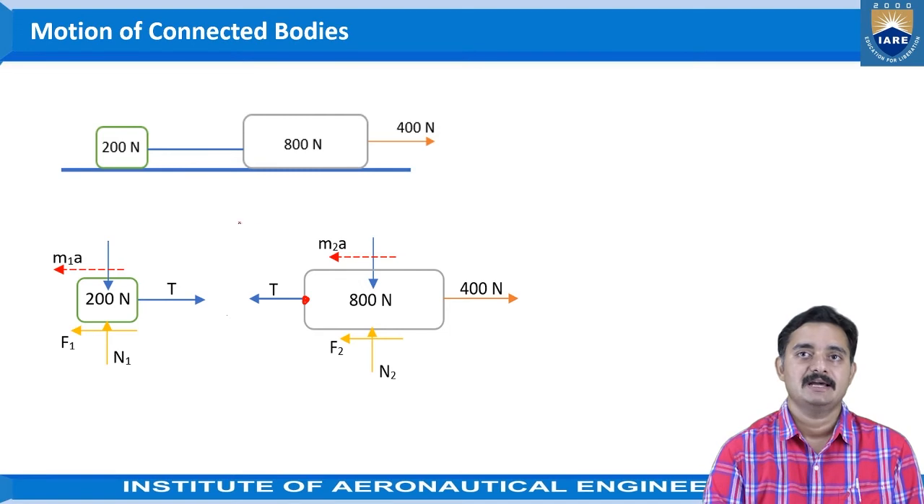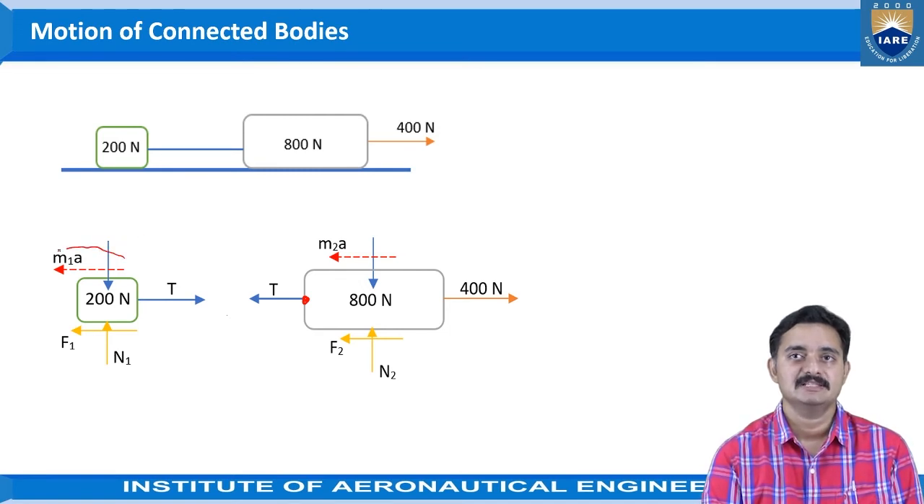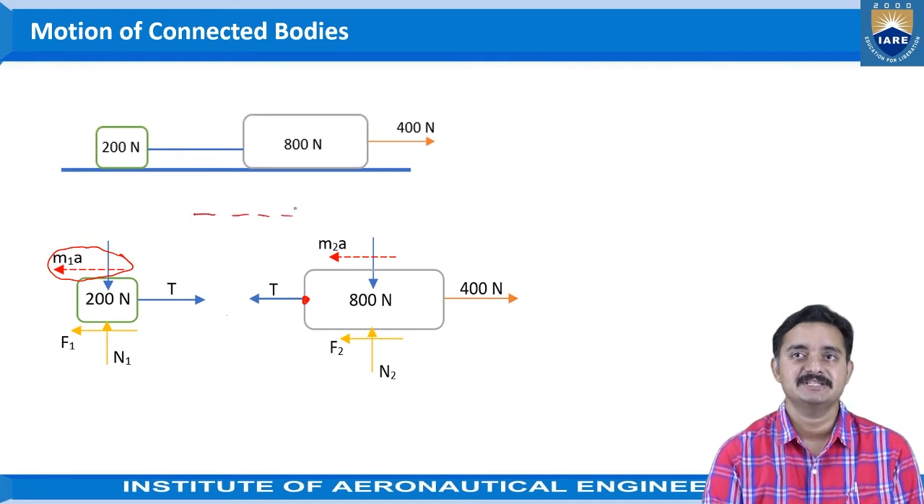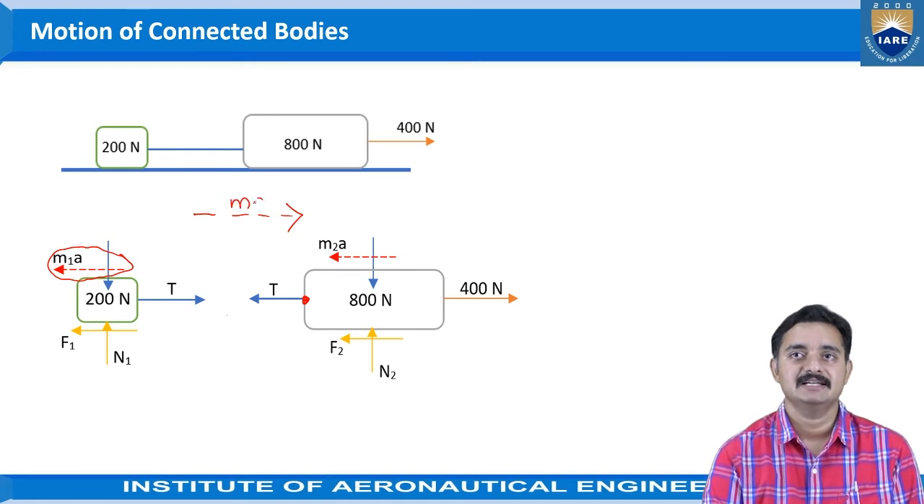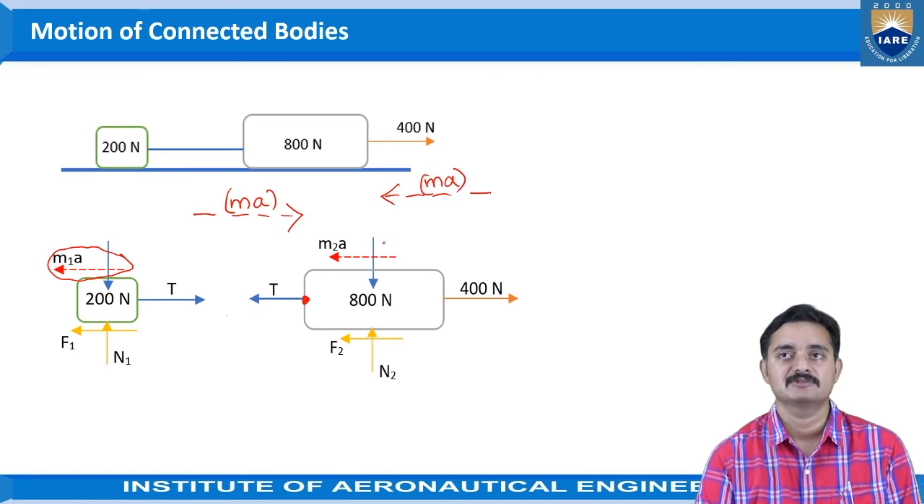Do remember, as you are seeing in so many cases, the representation of the inertia force is done using a dashed line and arrow mark. So always this dashed line and arrow mark represents the inertia force in whatever direction it is acting. The dashed line and arrow mark will be used for the inertia force.